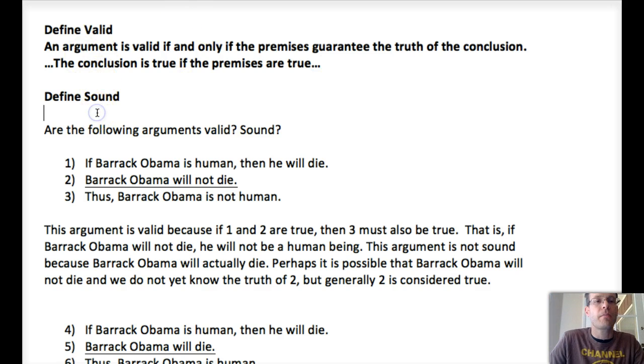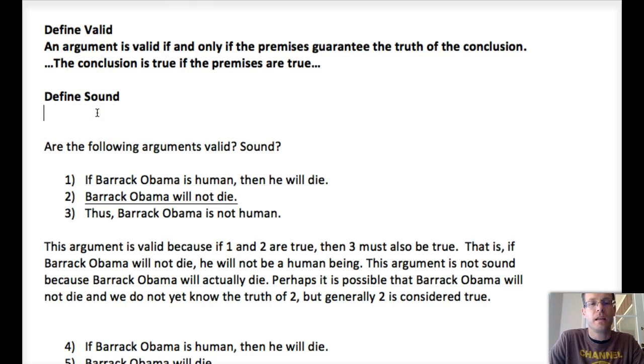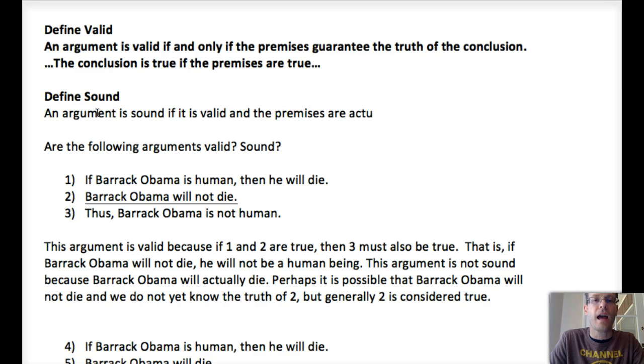And then remember, soundness has two parts. The argument has to be valid, and the premises have to actually be true. So an argument is sound if it is valid and the premises are actually true, whether they happen to be true in the real world. Okay, so these are the verbatim definitions.